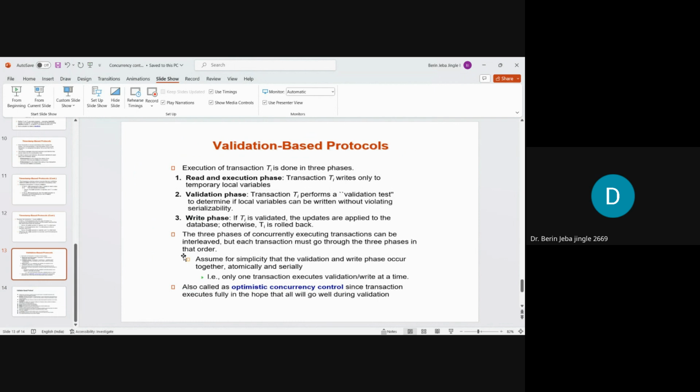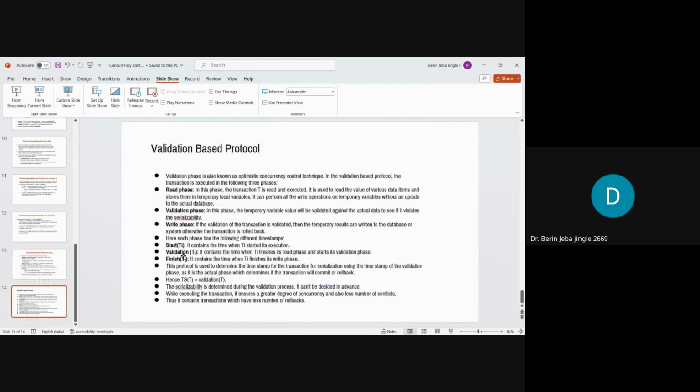We have already studied timestamps. Validation depends on timestamp. For starting, it gives a time. For validation, it gives a time. Finish contains the time when TI finishes its write phase. This protocol is used to determine the timestamp for the transaction for serialization, using the timestamp of the validation phase. If it is validated, it commits; if it is not valid, it rolls back. Hence, timestamp of T is equal to validation of T.